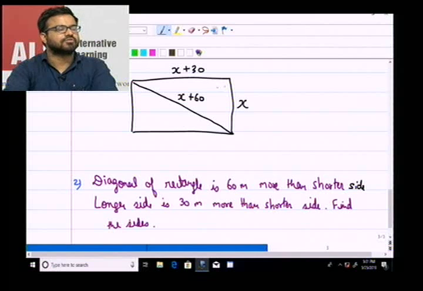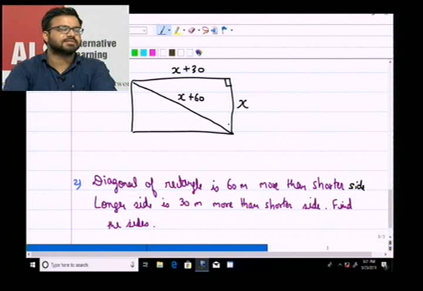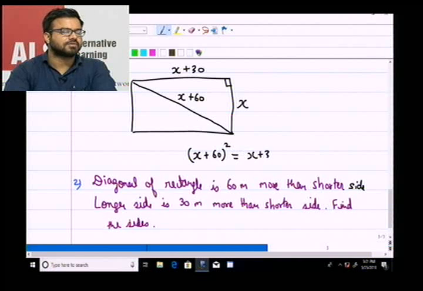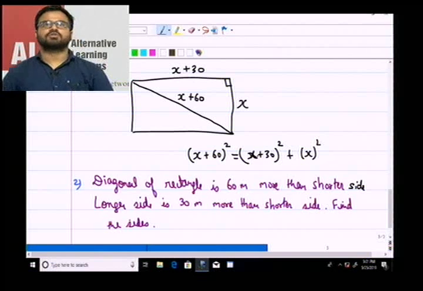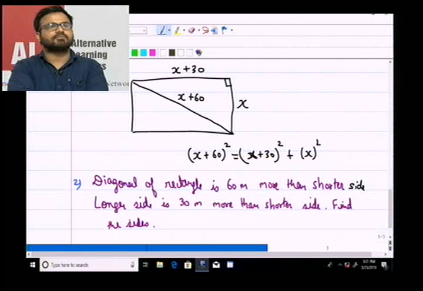And now, you know, in a rectangle the angle is 90 degrees. So apply the Pythagoras theorem in this. Hypotenuse square is equal to perpendicular square plus base square. So your equation would be (x plus 60) whole square equal to (x plus 30) whole square plus x square. Now just solve this equation and tell me the value of x. That's it, you have to do. Now this time take care in the solving part.